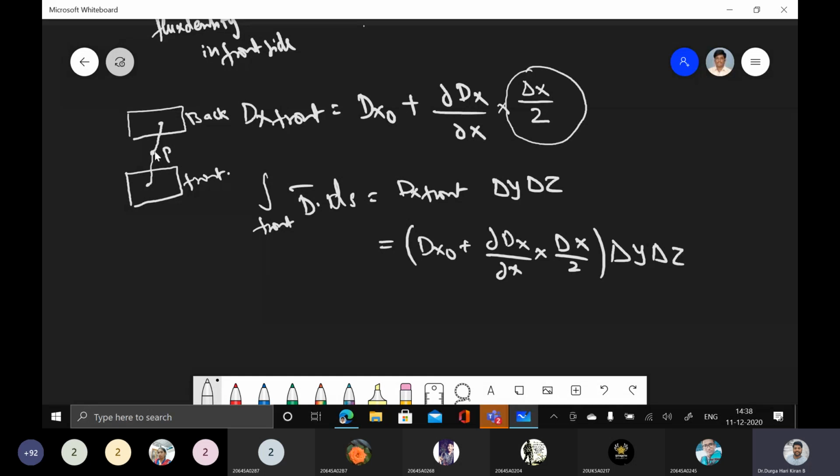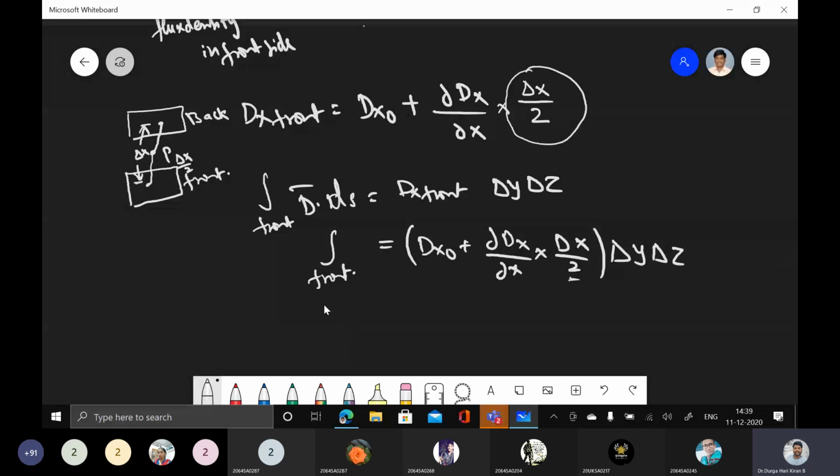Okay, point P is exactly in the middle. The total distance from here to here, I take it as delta x. So for point P it is delta x by 2. Okay, so I have taken delta x by 2 here, right? That is the reason I have taken delta x by 2, half size, half distance. This is for my front side.